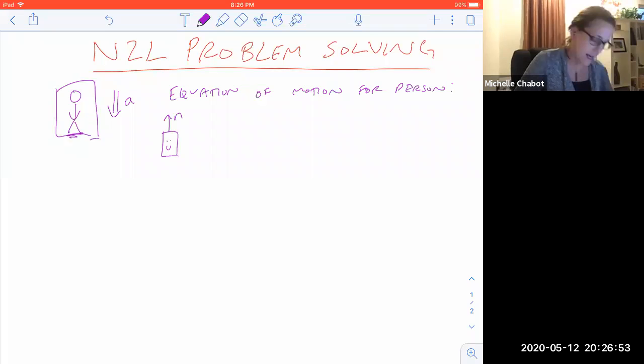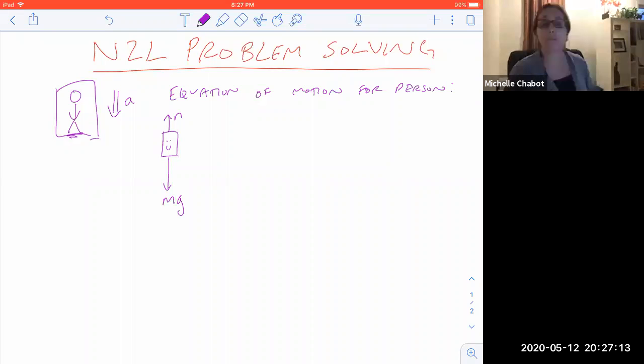There would be an upward normal force acting on them. That's the contact between the elevator floor and the person. If they were standing on a scale, that would be what the scale would read, because the scale would push up on them and they'd push down on the scale with that same amount. So the normal force is up, and then we also have the person's weight, mg, down. The force of gravity is the weight. We don't have anything happening in the horizontal direction, so I don't have to worry about it.